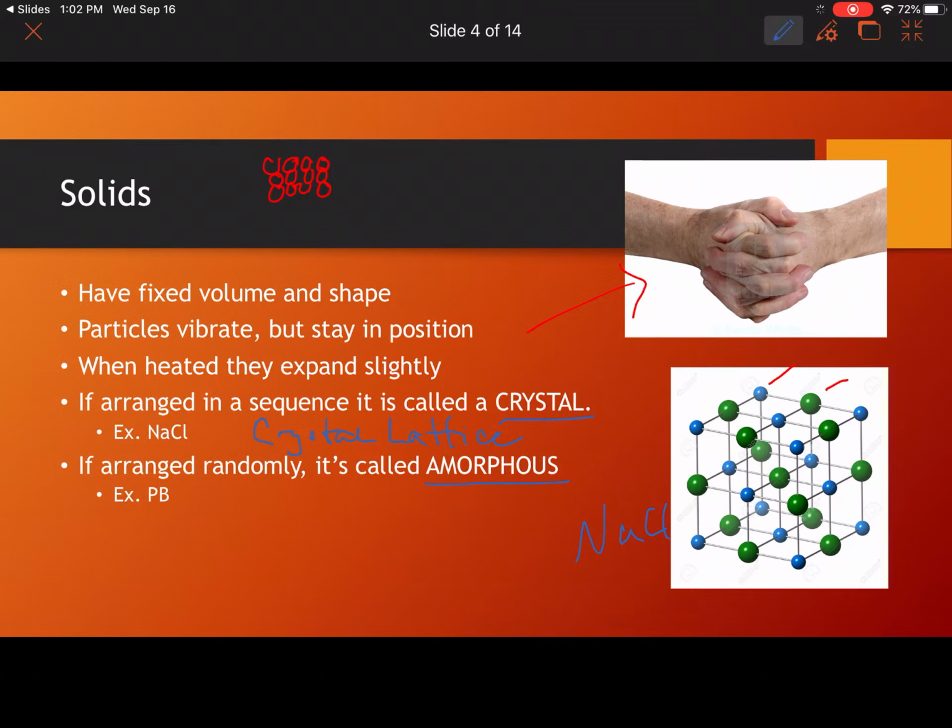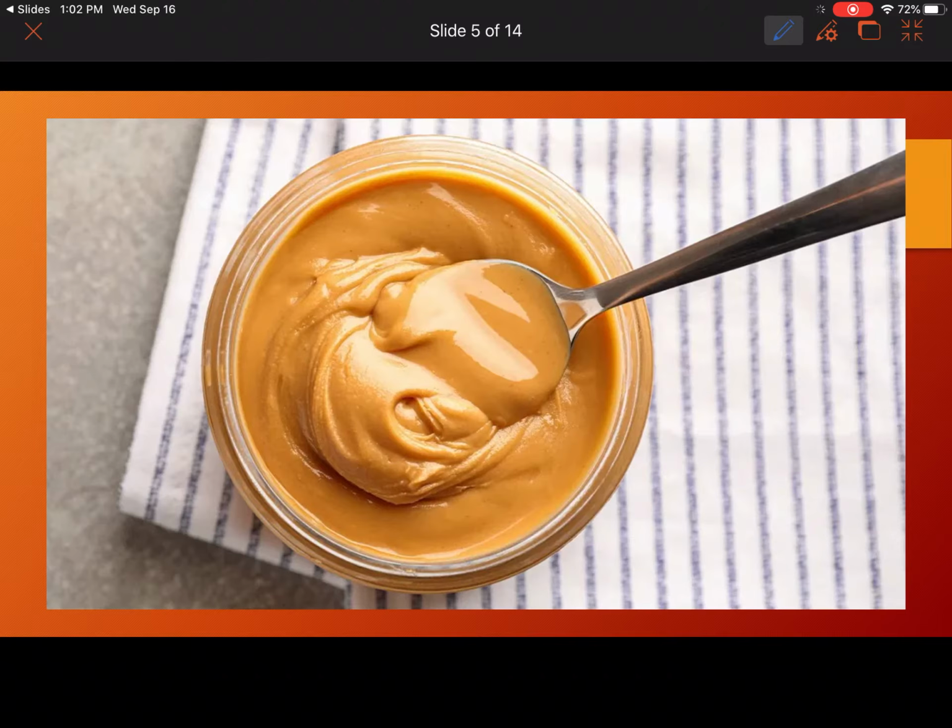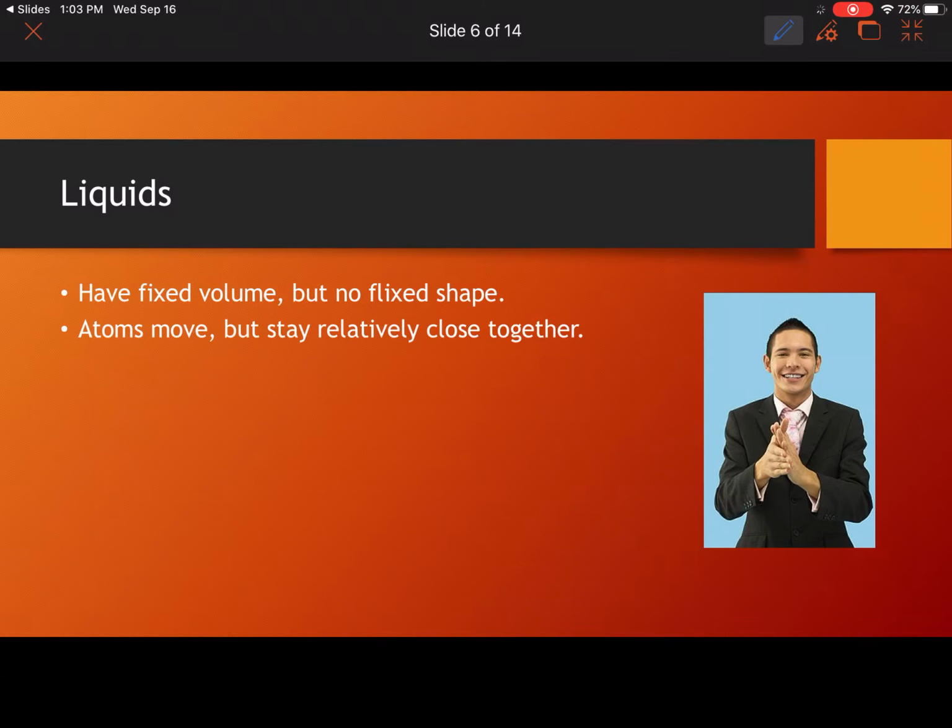An example here is PB, and so of course, what does PB stand for? Some of you right now are thinking lead, but if it was lead, it would be like this. So it's not lead, and PB is, yeah, you got it, peanut butter. Peanut butter is defined as a solid, and it would be amorphous, okay? It's an example of something being amorphous.